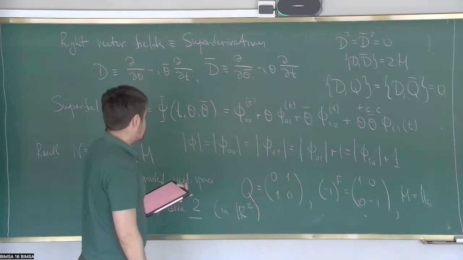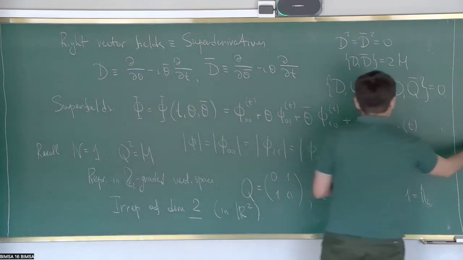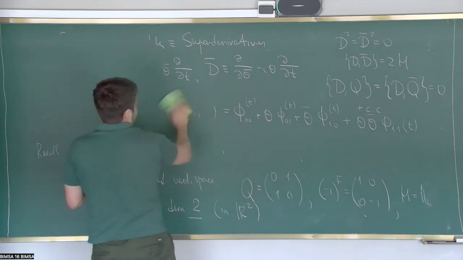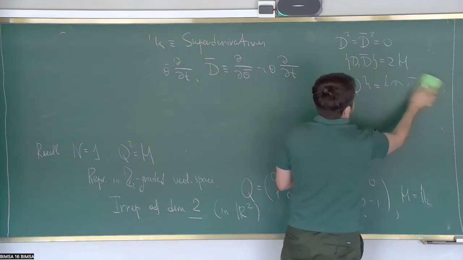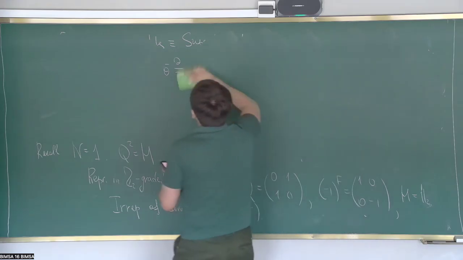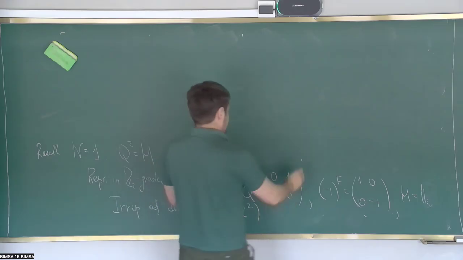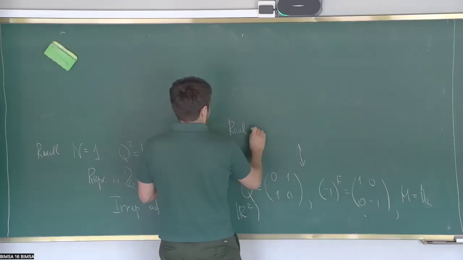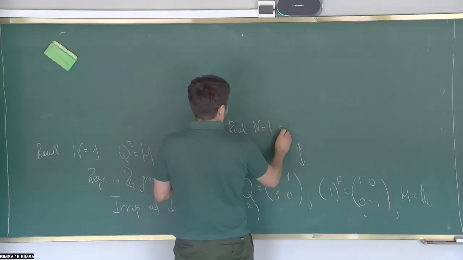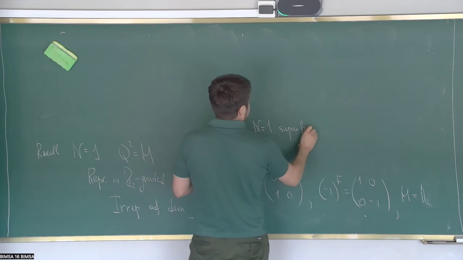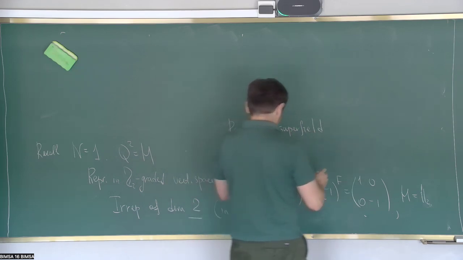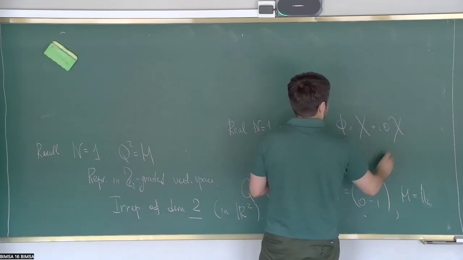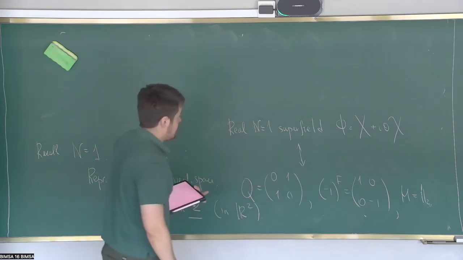And to this representation, there corresponds the real superfield we studied before. This is n equals 1. The field, which has y equals x plus i theta chi, the one that we studied earlier.